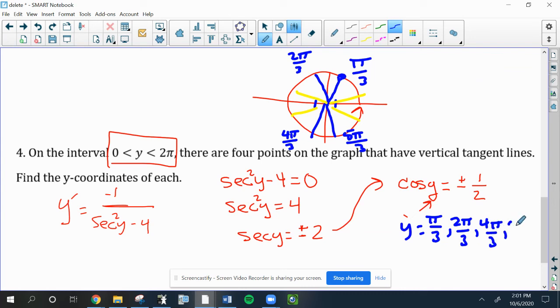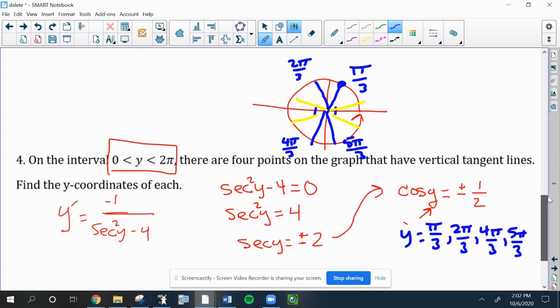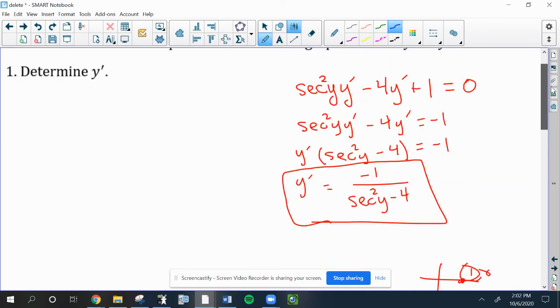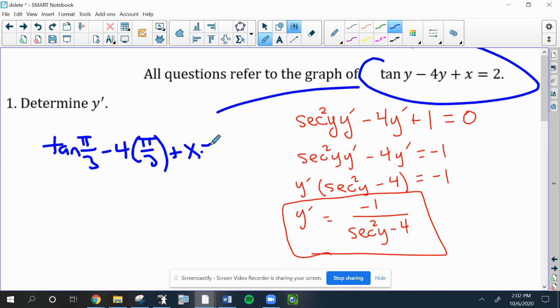Now, if it didn't say just y-coordinates, if it said points, you would need to throw these back into the original function 4 times, each one separately. So if we're doing the 5 pi over 3 one, to get the x-coordinate, we would have to solve for x. Now that's going to be a pain because this is a whole bunch of irrational stuff, but you definitely can see hopefully that you can solve for x.